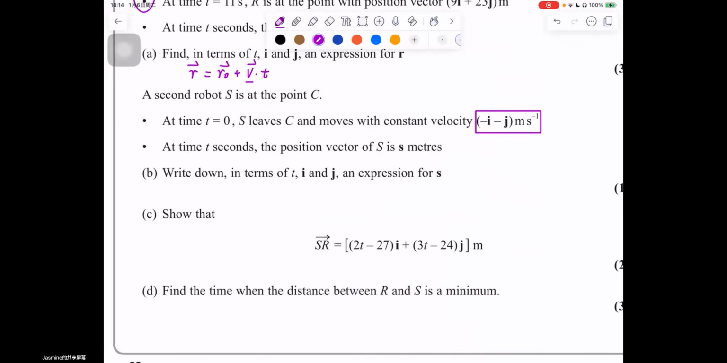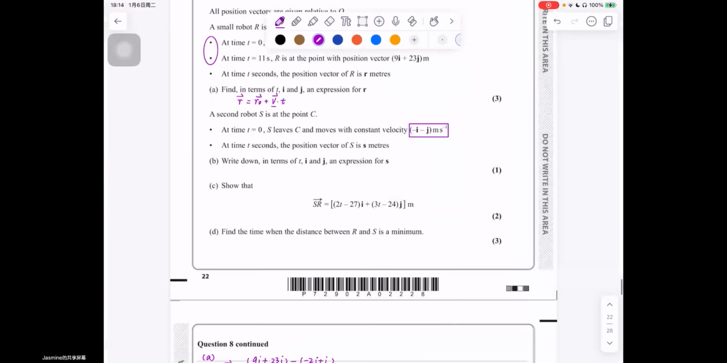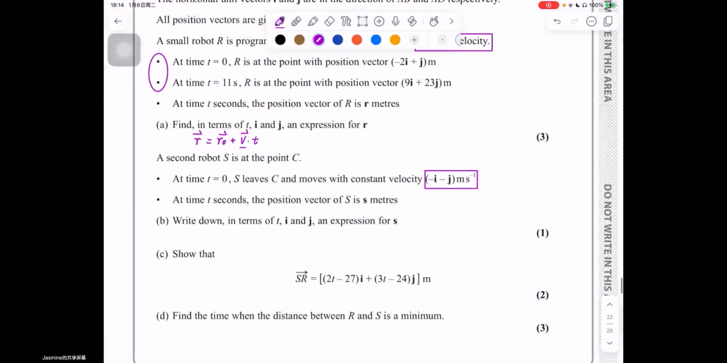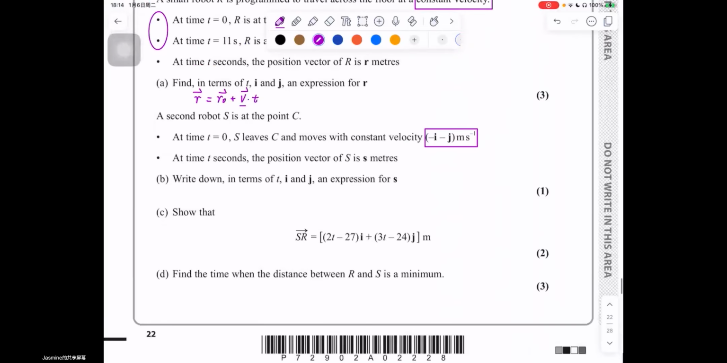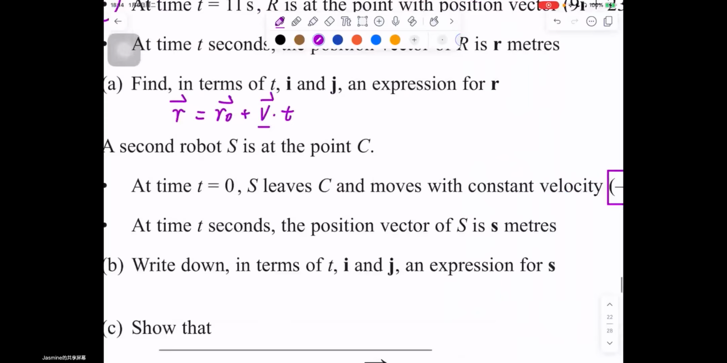Now, I think that part B is easier because we can just directly apply this and we don't need to find anything. It's because we know r0 and v, okay?